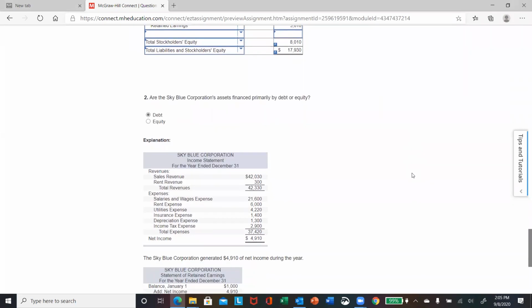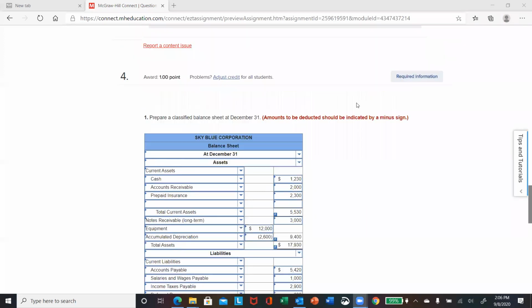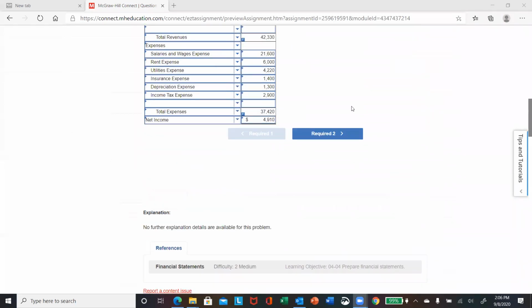And then the last question says, are the assets financed primarily by debt or equity? Just looking at equity, if you look at it, looks like you've got your common stock of 2,400. And if you look at all their debt and compare your debt versus your equity, it looks like they've got a lot more debt than equity. All right. So that's where they got that one. All right. So that was problem 4.